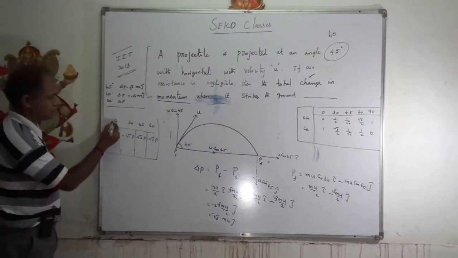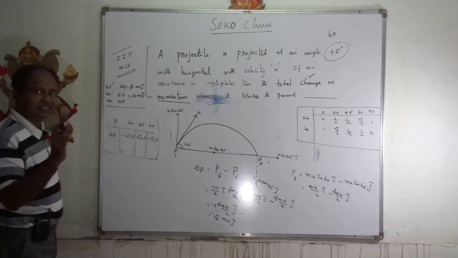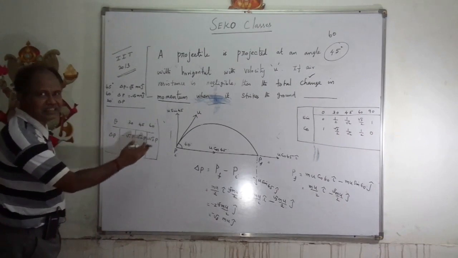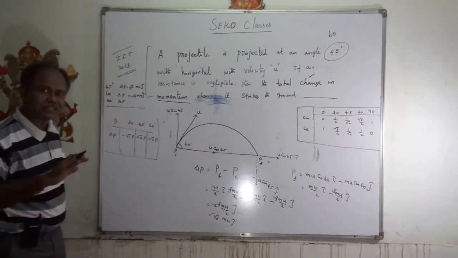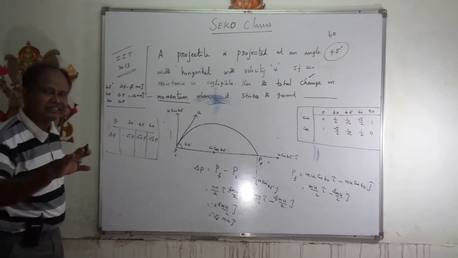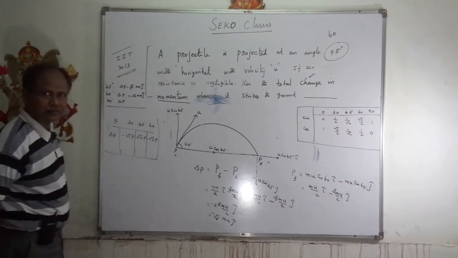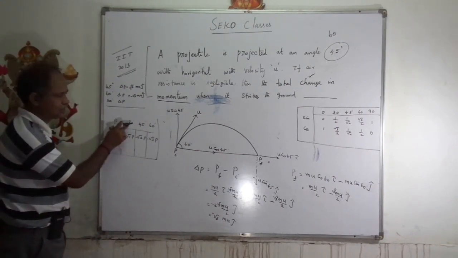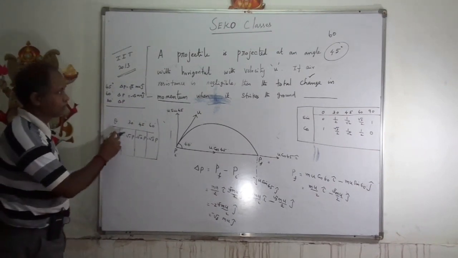Let us consider theta as 30, 45, 60. 0 is not a projectile; it's moving along the horizontal direction. 90 is moving in the upward direction; that also is not a projectile. Just remove 0 and 90. Remaining are 30, 45, 60. What's the change in momentum when the angle of projection is 30 degree? That is minus root 1 p. P is m into v.